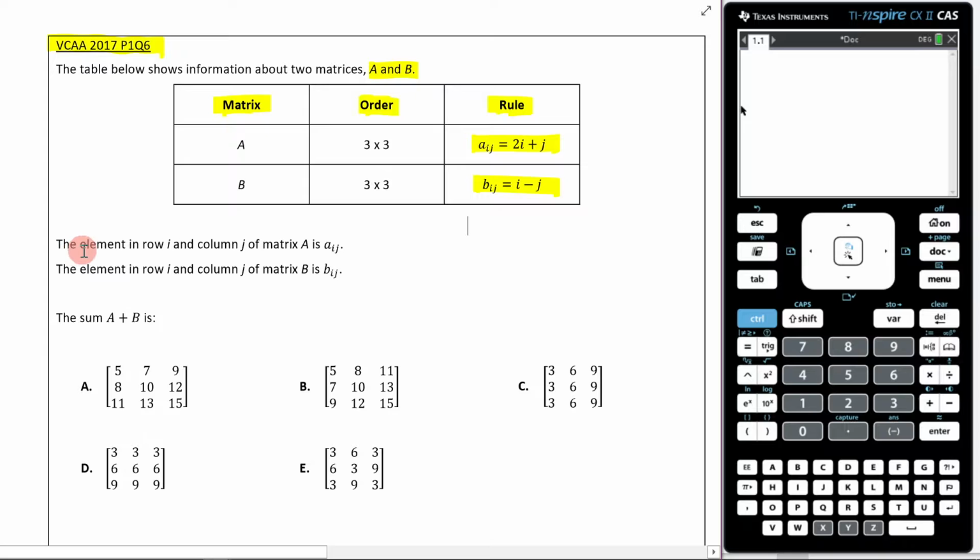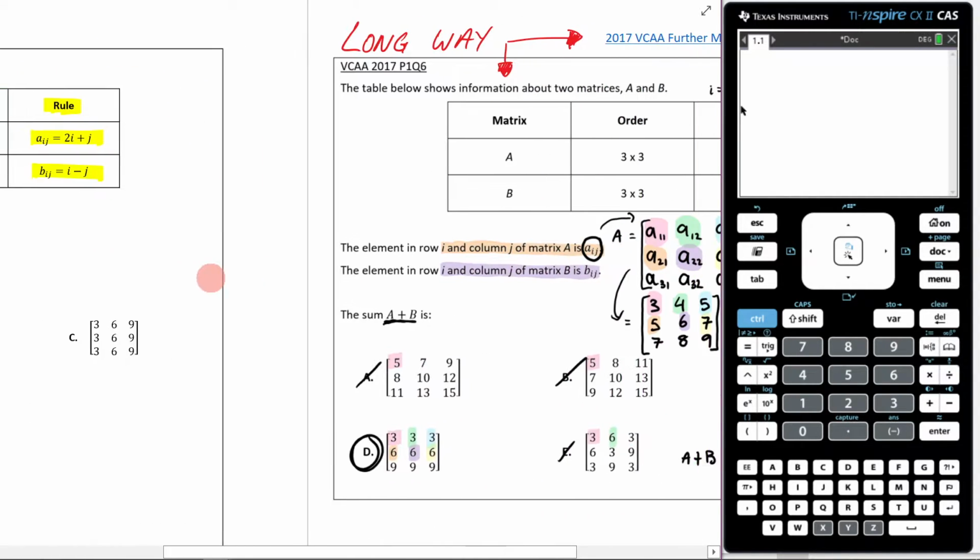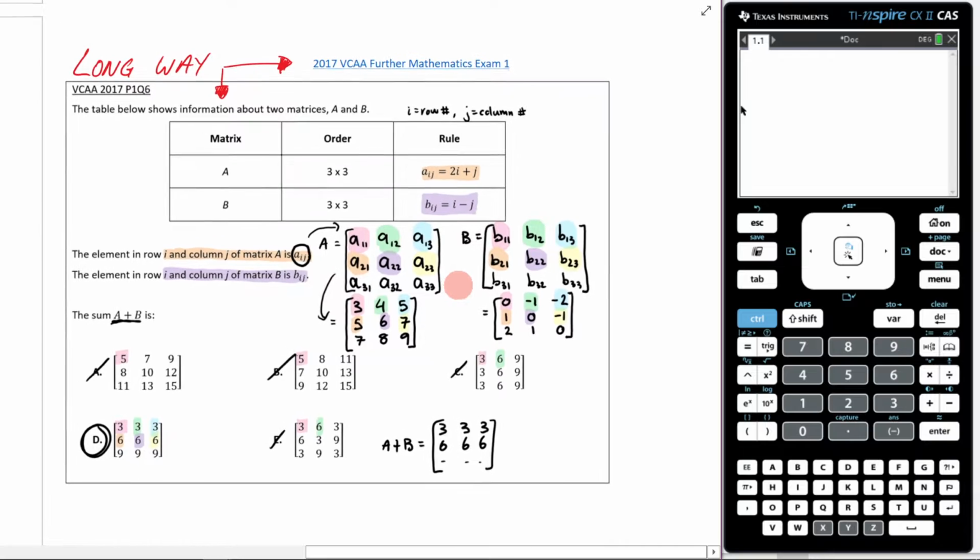So here it says the element in row i in column j of matrix A is a_ij. The element in row i in column j of matrix B is b_ij. The sum of A and B is, what is it? Okay, now I'm going to show you two ways of doing this. The first way is quite long, and I've actually already got it all written out here.